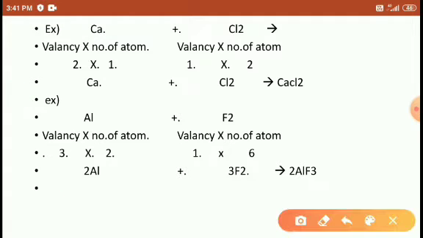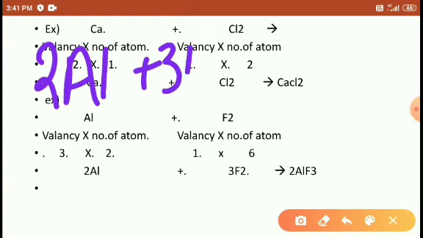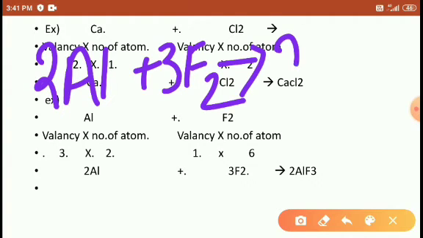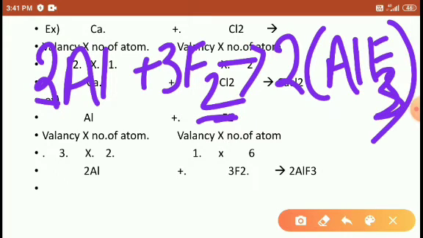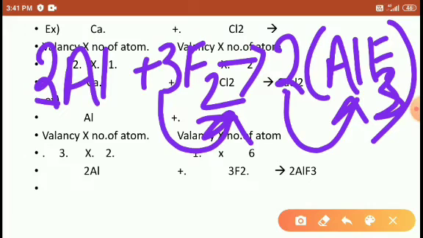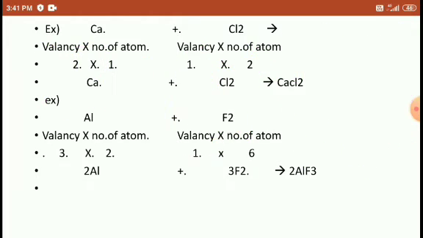Now look here. I will show you the 2 Al and 3 F2. Right. So this 2 is taken as a common here. 2 Al F3. So 2 aluminum here, friends. Fluorine, how many fluorines? 3 times 2, that is 6. This 3 2s is 6. Right. So the reaction is balanced here, friends.